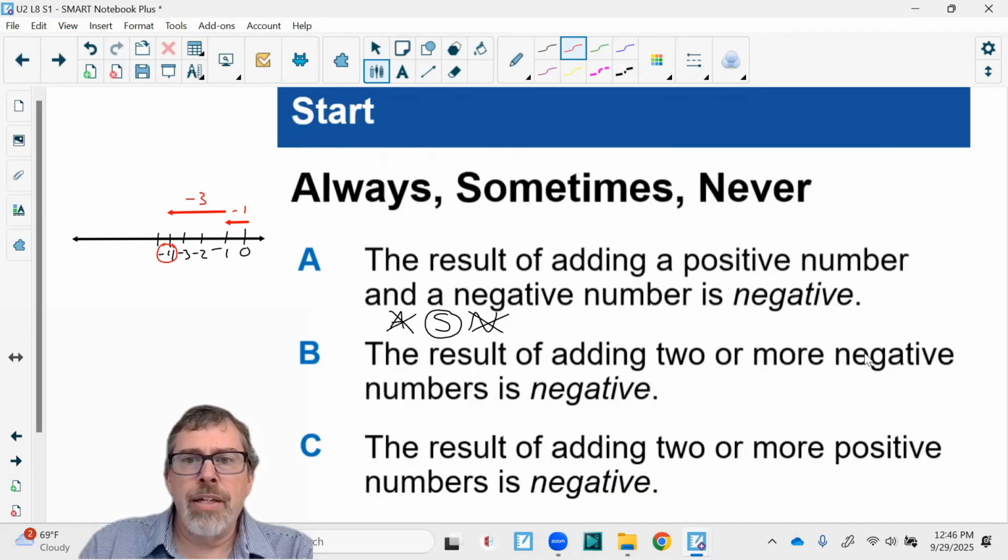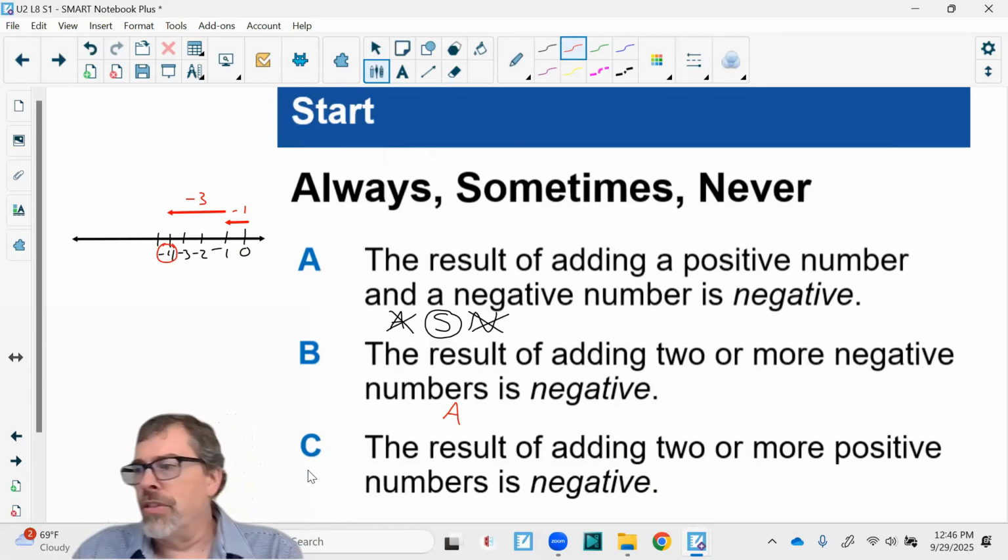The result of adding 2 or more negative numbers is negative. All right, well, if you're adding 2 negative numbers, you're going left, then you're going further left, so you're getting further from 0. There's no way we can get back to being above 0, so this is always. There's no way we can get above 0.